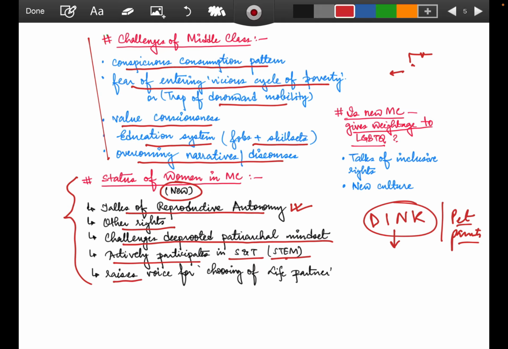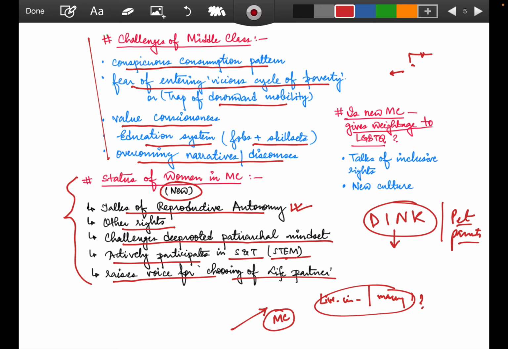It has raised voices for choosing life partners. Earlier, the old middle class had no choice of choosing life partners. Now they are talking about live-in relationships. They are talking about whether they choose to marry or not. So who can talk about this? One who has developed herself or himself a little, education-wise and everything. So the status of women has increased in the middle class, you can say.